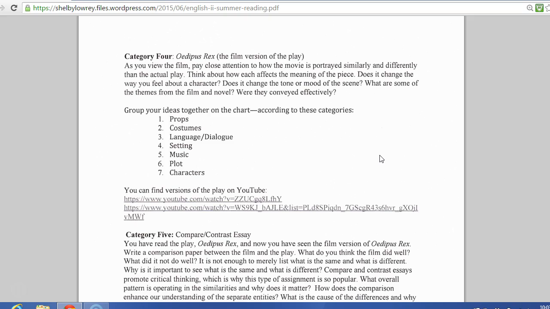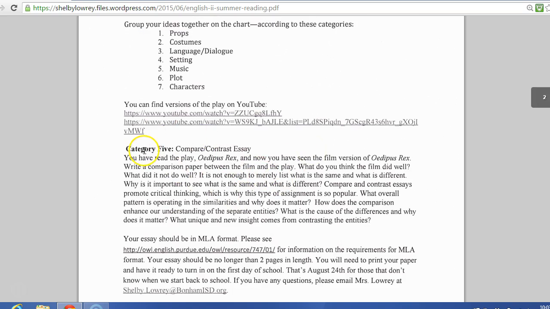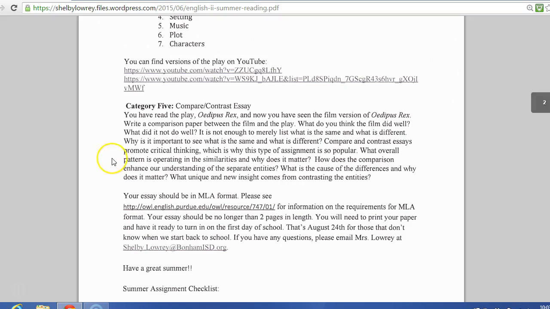How does that affect the overall meaning? Why do you think they did that? Did they have extra things in the film version that they didn't have in the written play? Does it change the meaning? That's basically what you're looking for, because doing all of this will help you write your compare contrast essay, which is category 5. Again, I've given you some questions to ask yourself, but essentially that's what you're doing.